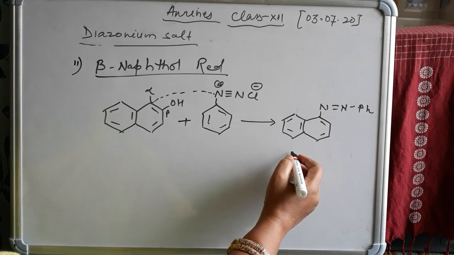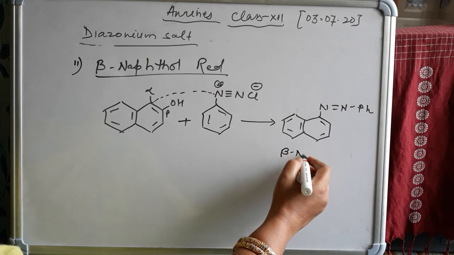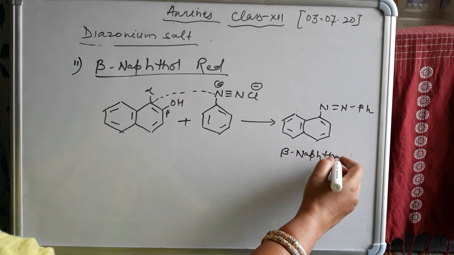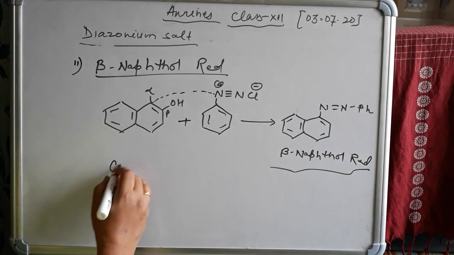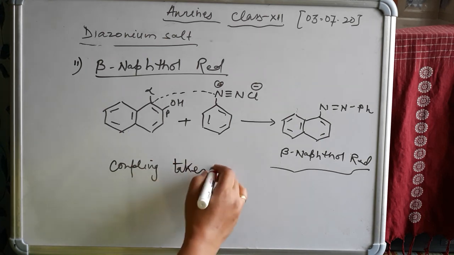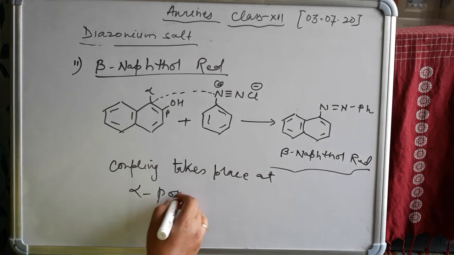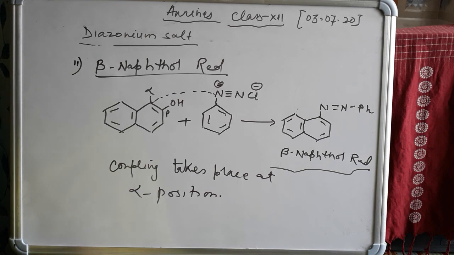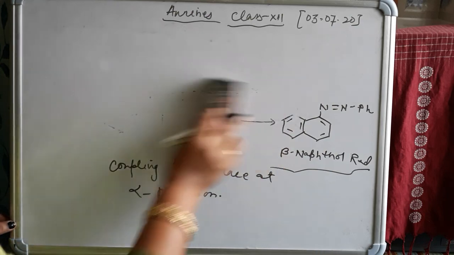So this is our compound. It is called beta naphthol red. This is a red dye. So coupling takes place at the alpha position. In this way, we have completed almost all the reactions. Let's discuss a few conversions also, which are very important.